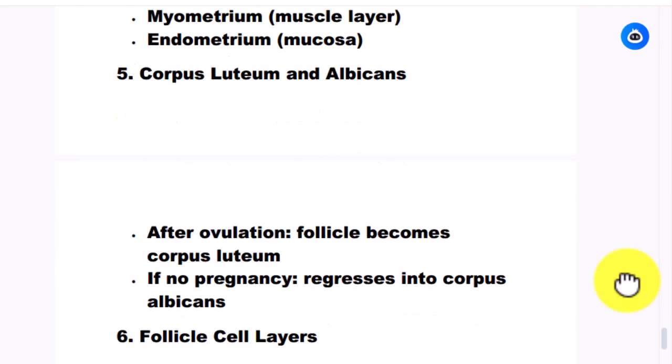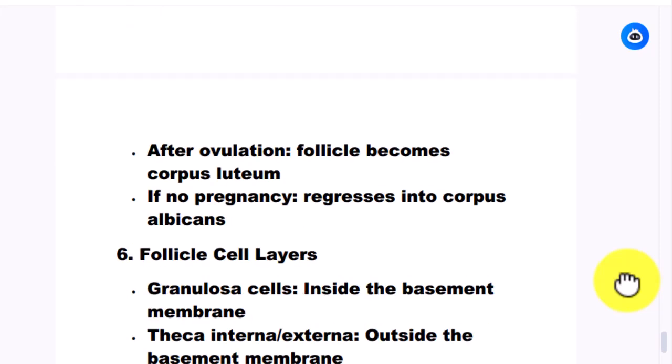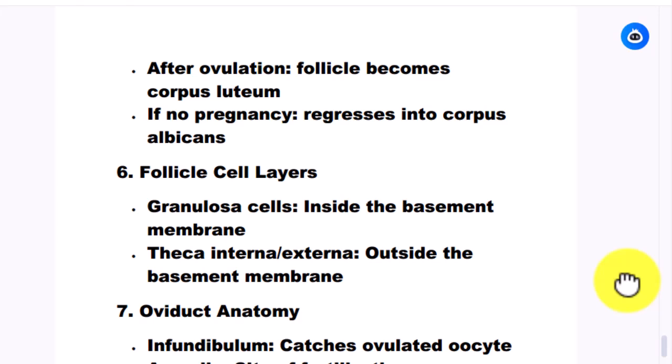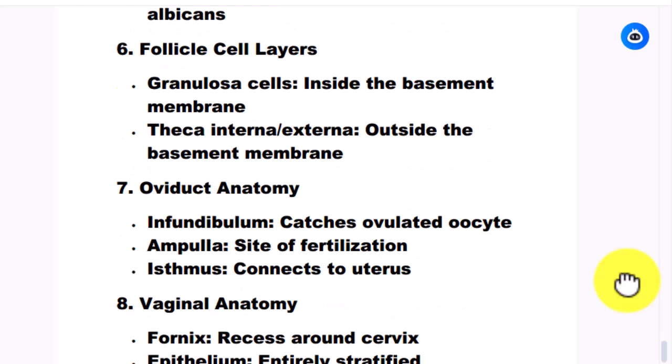Corpus luteum and albicans. After ovulation, follicle becomes corpus luteum. If no pregnancy, it regresses into corpus albicans. Follicle cell layers: granulosa cells inside the basement membrane, theca interna and externa outside the basement membrane.